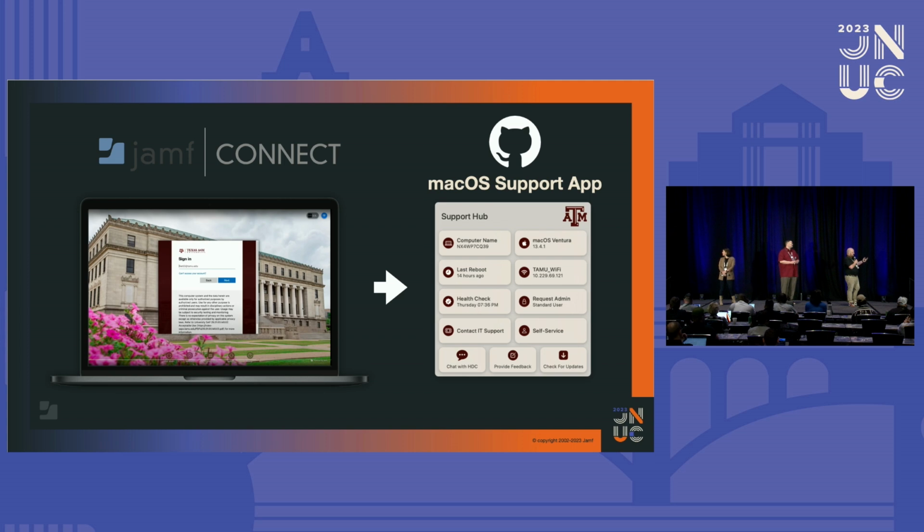The bottom three buttons: Chat with Help Desk Central launches a live chat window with our help desk, so they don't have to navigate to a website and try to find the link to open a chat. They can just do it straight from here. The Provide Feedback button is the same one that was in self-service, but here they can also just launch it from here. It'll ask them whether they're having an issue or they just want to provide general feedback.